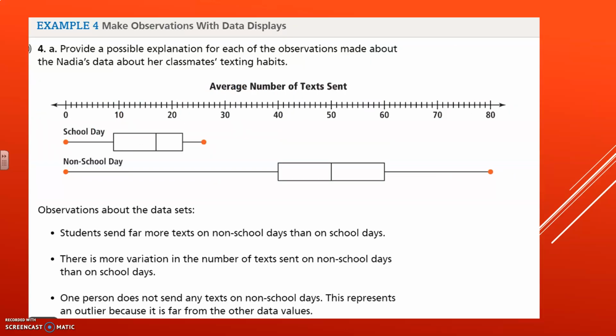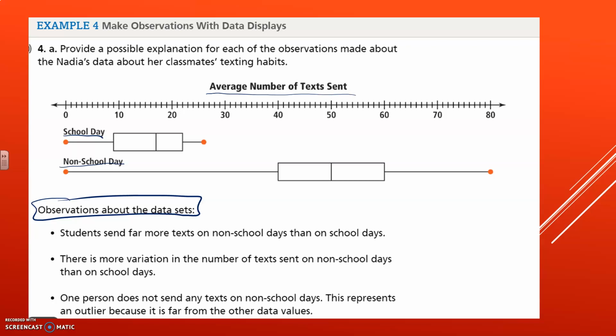One last example to look at, making observations. Provide a possible explanation for each of the observations listed down here made about Nadia's data about her classmates' texting habits. So we can see that we're looking at average numbers of texts sent on a school day versus a non-school day, which is very interesting. Okay, so I want you to read the 3 observations, pause the video, and see if you can think of an idea for each. So when I read students send far more texts on non-school days than on school days, I could use multiple things to support that.